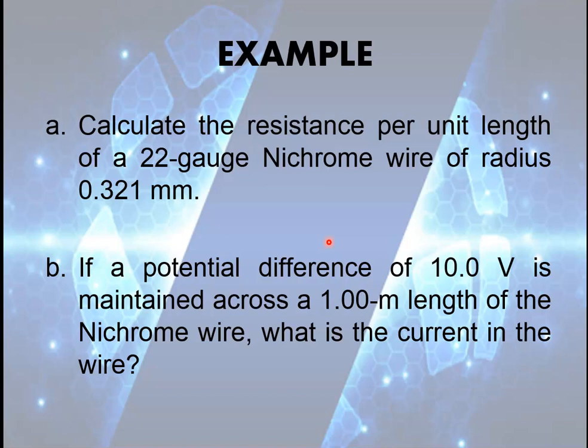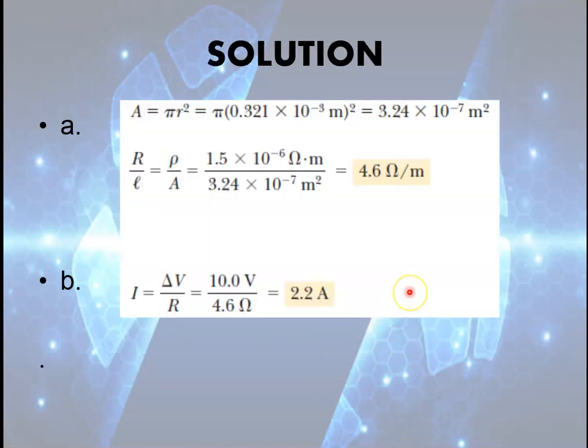The first example asks you to calculate the resistance per unit length of a 22 gauge nichrome wire with a radius of 0.321 millimeter. And B, if a potential difference of 10 volts is maintained across a 1 meter length of the nichrome wire, what is the current in the wire? So the first question asks you to find the resistance per unit length, and the second question asks you to find the current. So these are the solutions.